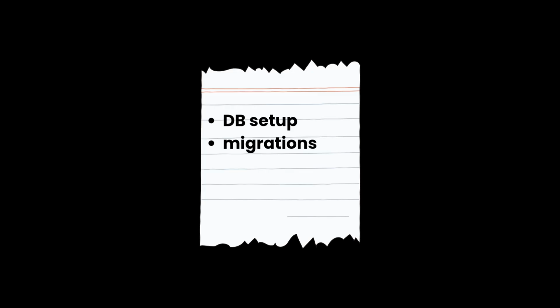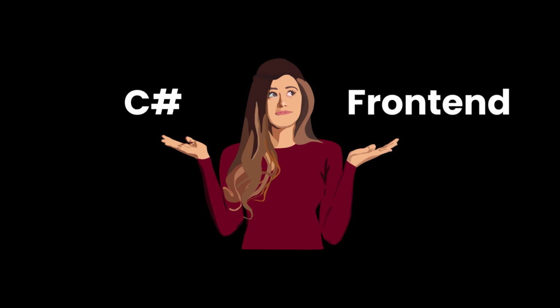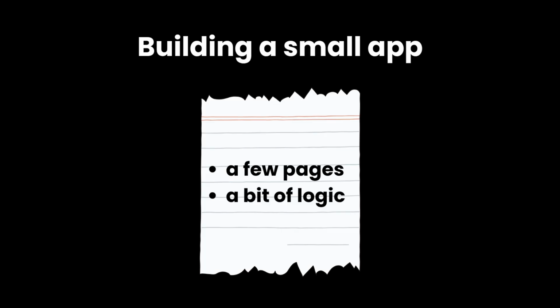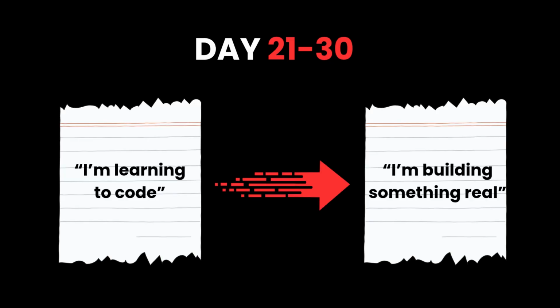And realistically, you're still early in your journey. You're probably going to jump back and forth between C# and front-end concepts as you go through this. That's totally normal, so don't add extra complexity that will just slow you down. What I would focus on is building a small ASP.NET Core MVC application, something simple. Maybe a few pages that users can navigate between, and a bit of logic in the backend that affects what the user sees on the front-end. That's enough to give you a solid understanding of how all the moving parts come together, without burning out or feeling overwhelmed. These 10 days are about getting familiar with a framework, building some muscle memory, and making that final leap from I'm learning to code to I'm building something real.